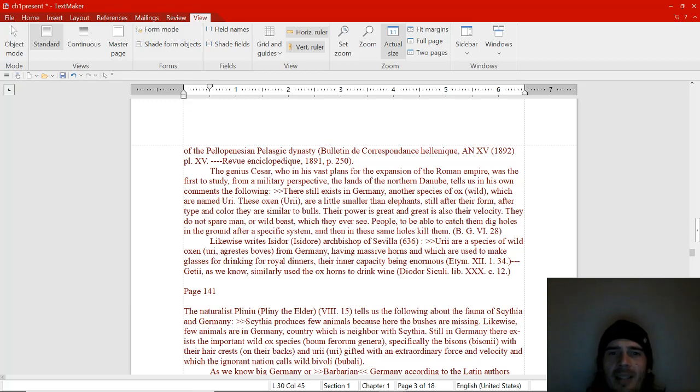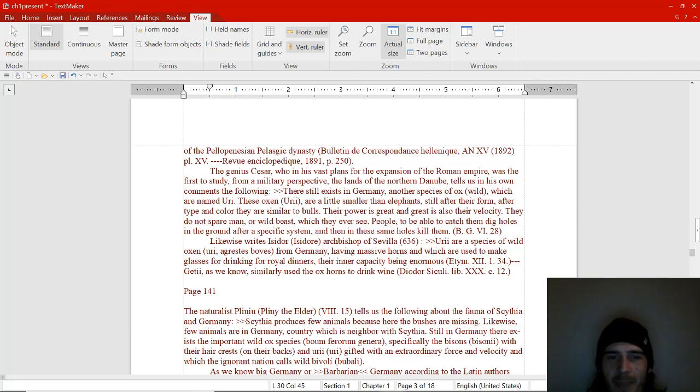including an encyclopedia. The genius Caesar, who in his vast plans for the expansion of the Roman Empire was the first to study, from a military perspective, the lands of the northern Danube, tells us in his own comments the following. There still exists in Germany another species of ox, wild, which are named Uri. These oxen are a little smaller than elephants, still after their form, type and color they are similar to bulls. Their power is great, and great is also their velocity.